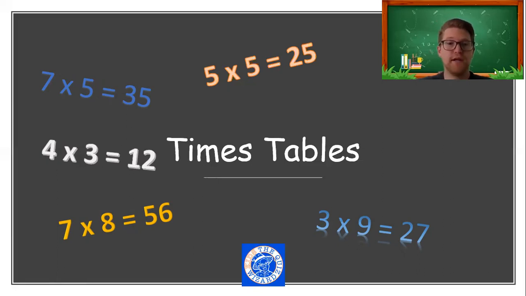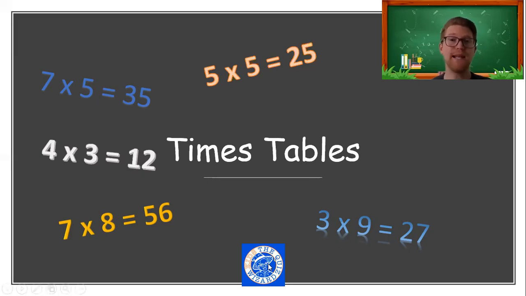4 lots of 3 are 12. 7 times 5 is 35. 5 5s are 25. As I just said, 5 times 5 is the same as 5 squared. 25 is a squared number. And the last one, 3 times 9 is 27. Sometimes if you find your 9s tricky, remember you can multiply in any order. So you could have done 9 times 3. You could have done that with any of these.